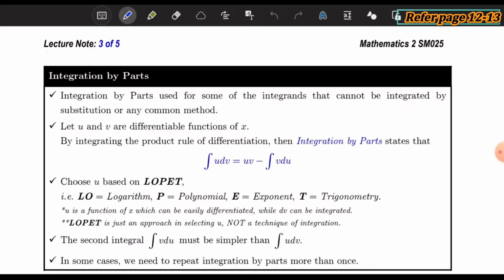The next type of integration is integration by parts. Integration by parts is used for some of the integrands that cannot be integrated by substitution or any common method. Okay, so first step, we need to simplify. Then, if the integral cannot be integrated directly, we need to use integration by substitution. If the substitution method cannot be used, we need to choose the integration by parts method.